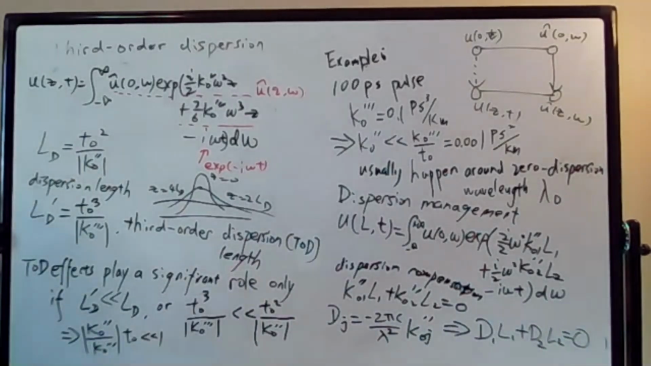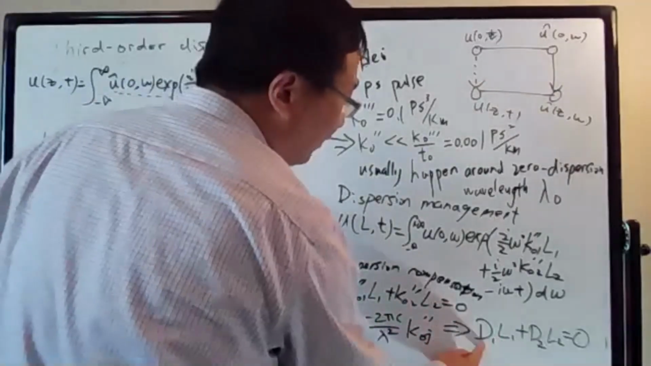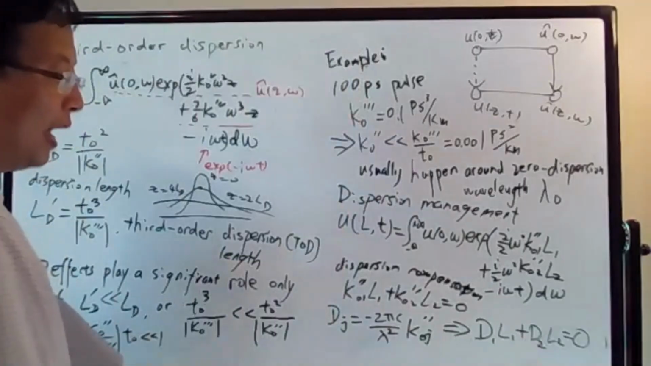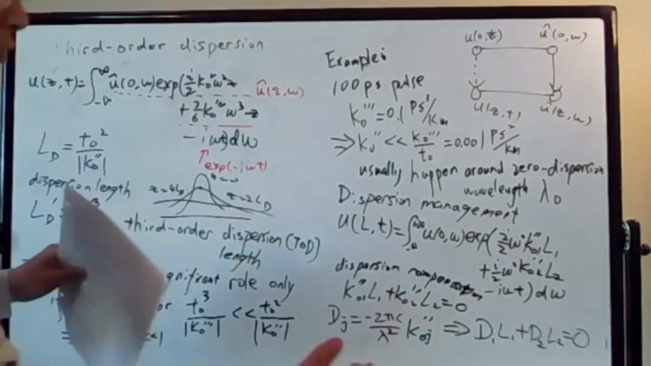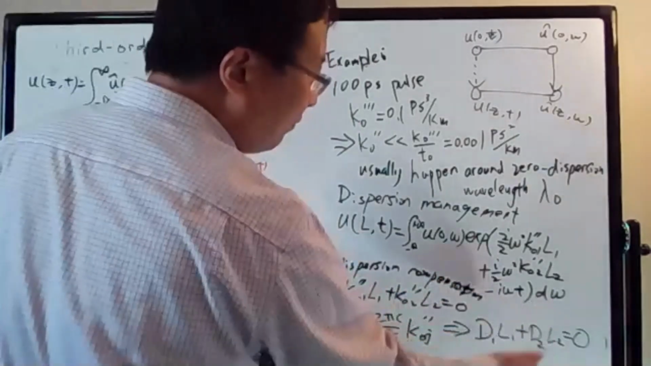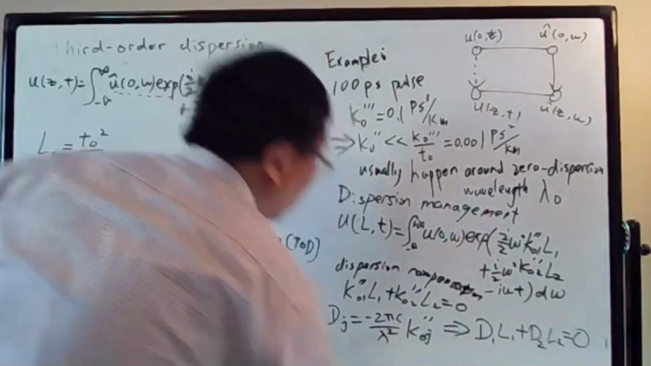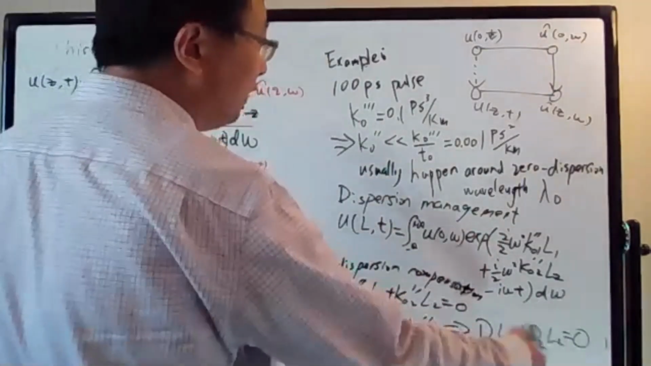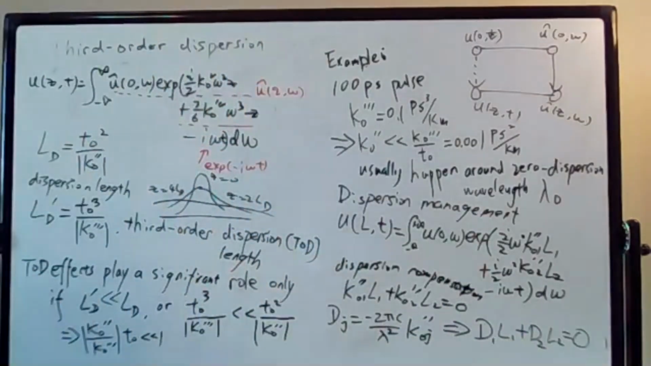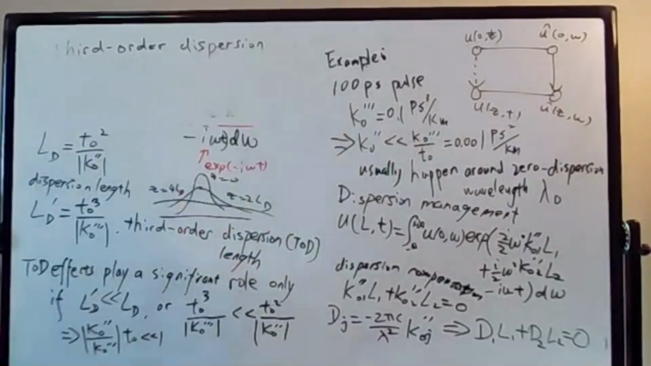So now we need to construct two sections of fiber. They should have opposite dispersion sign. In other words, the first one will be positive chirp, the second one will be negative chirp, and the amount will be the same: D1 L1 plus D2 L2 is 0. So the amount of chirp will be the same, and in the end, dispersion can be compensated. Any questions?